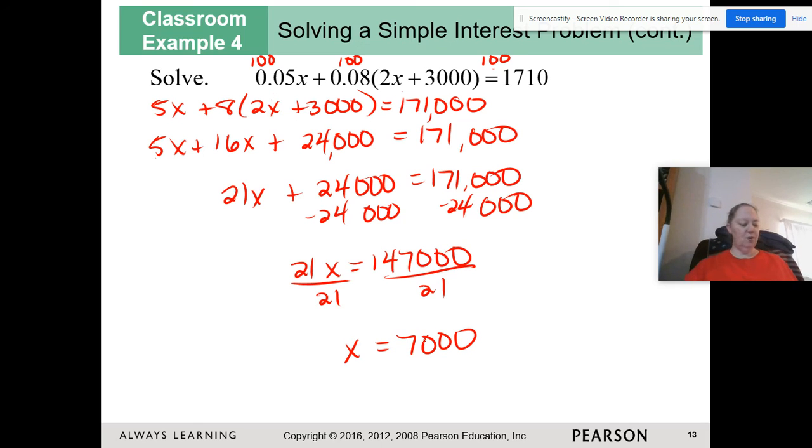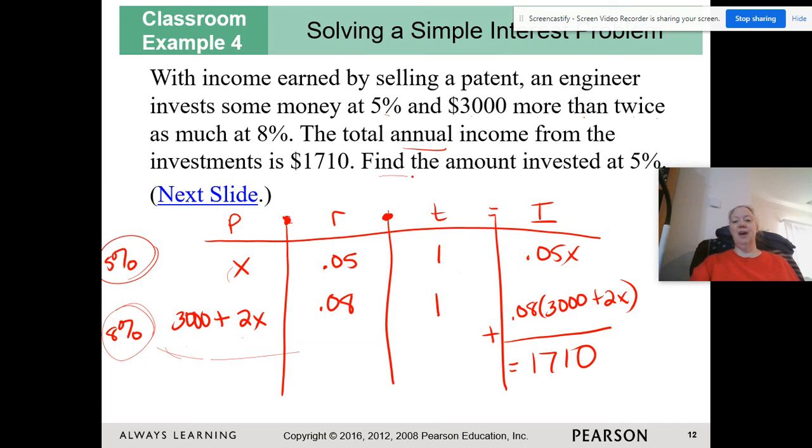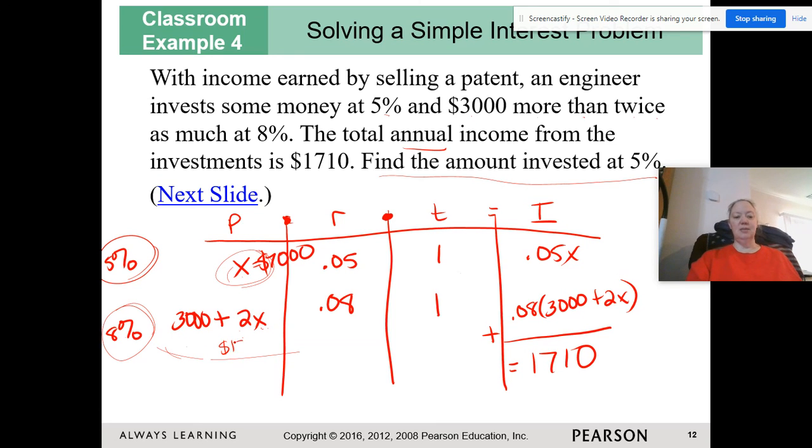Now, again, we have to go back to our original problem, make sure we actually answer the question that's asked. It says, find the amount invested at 5%. Well, the amount invested at 5% was our x, which we decided was 7,000. The question could have asked, how much did we invest at 8%? In which case, 2 times our 7,000 is 14,000, plus 3,000 would be 17,000. You just got to read the question to see which one it's asking for. Could be either one or could be both.